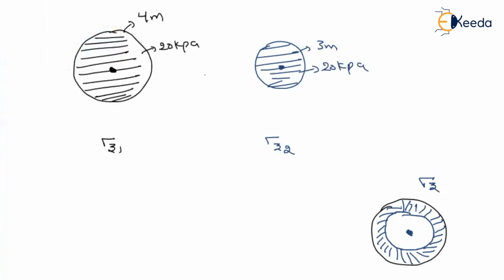By using these two. Here my load is acting completely throughout the diameter. Here it is acting only up to 3 meters. So what should I do? Suppose if I subtract one from the other, that is sigma Z1 minus sigma Z2, that is what you will get for the present case. That means out of this 4 meter diameter, we are neglecting the load area of 3 meter. That's what our case is.